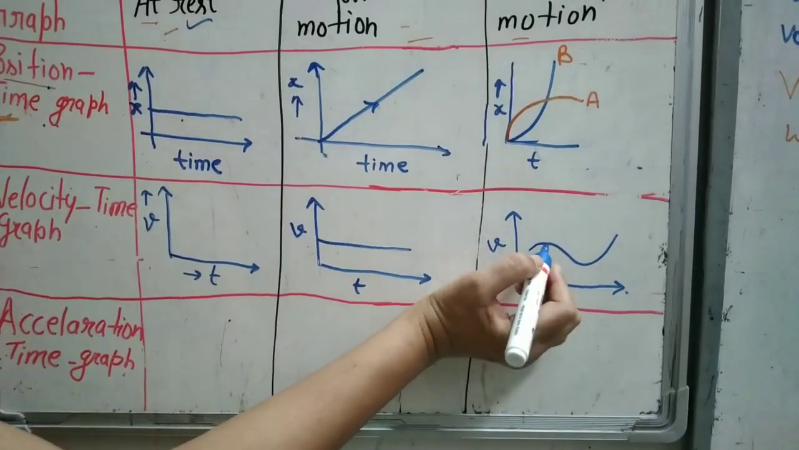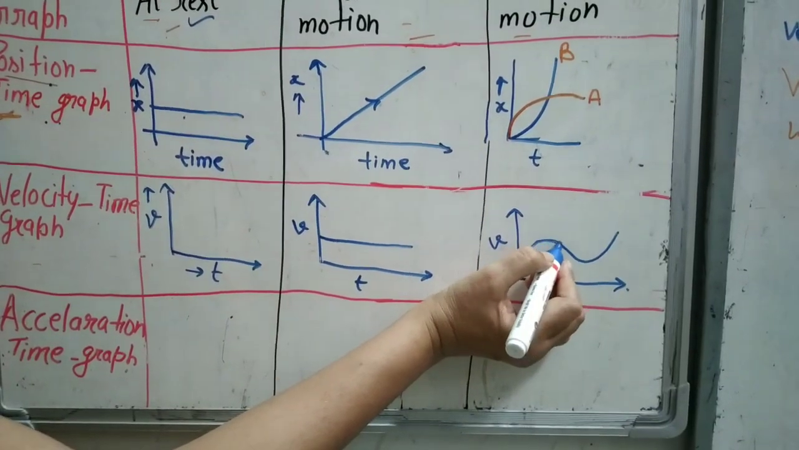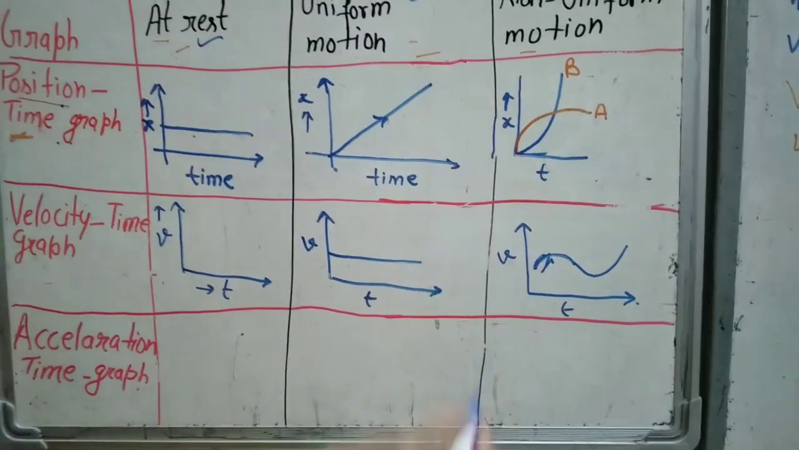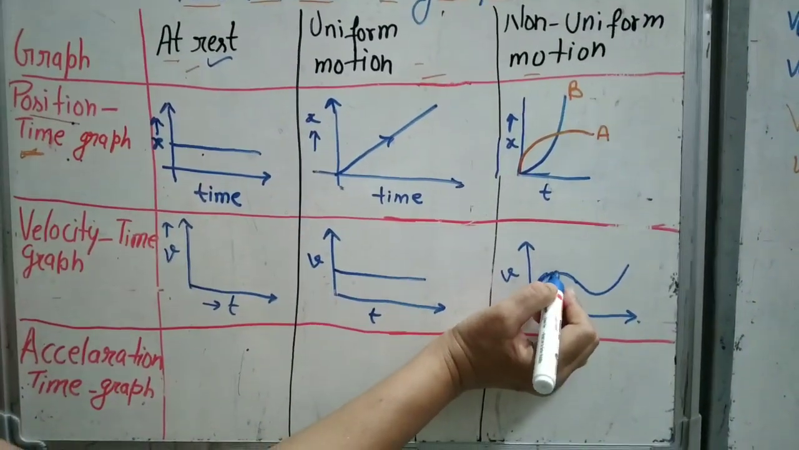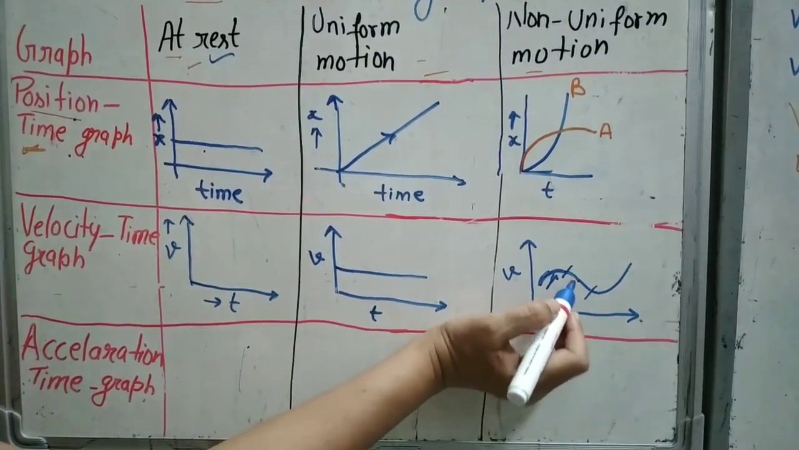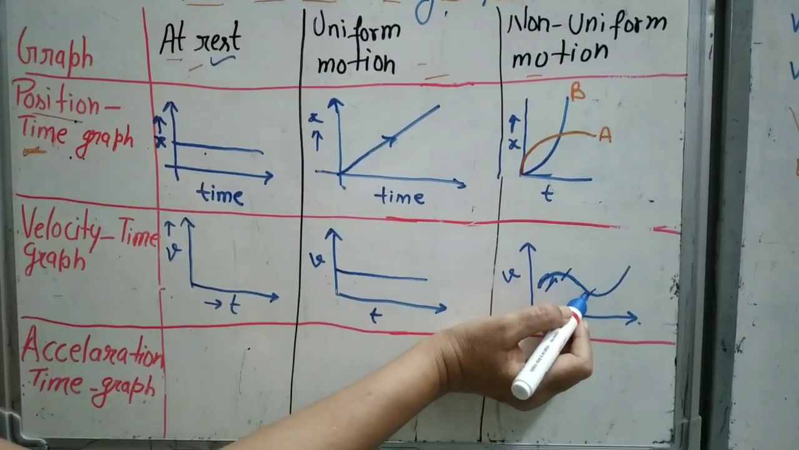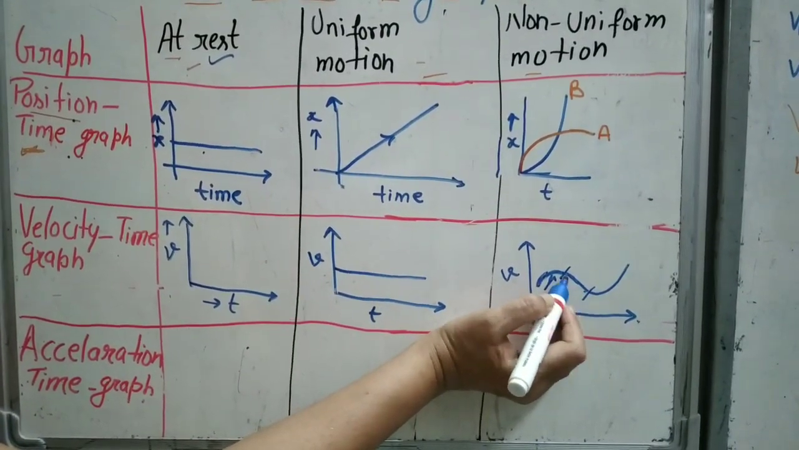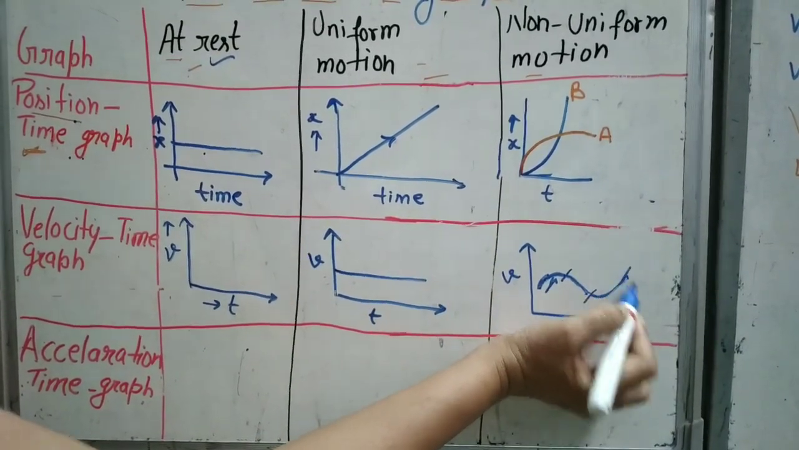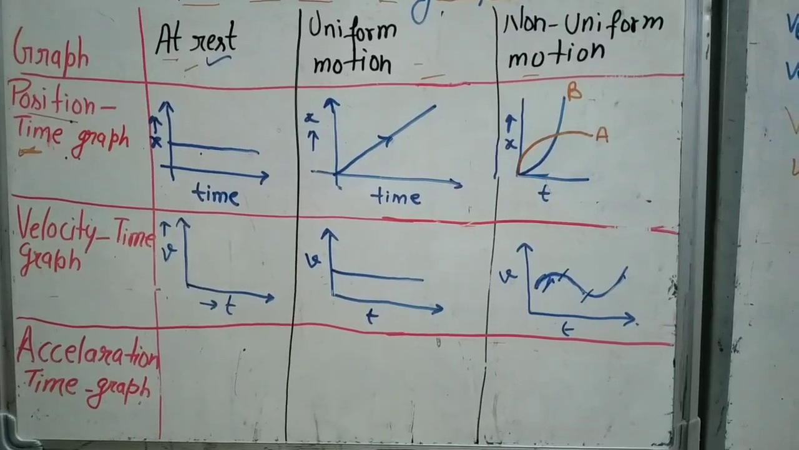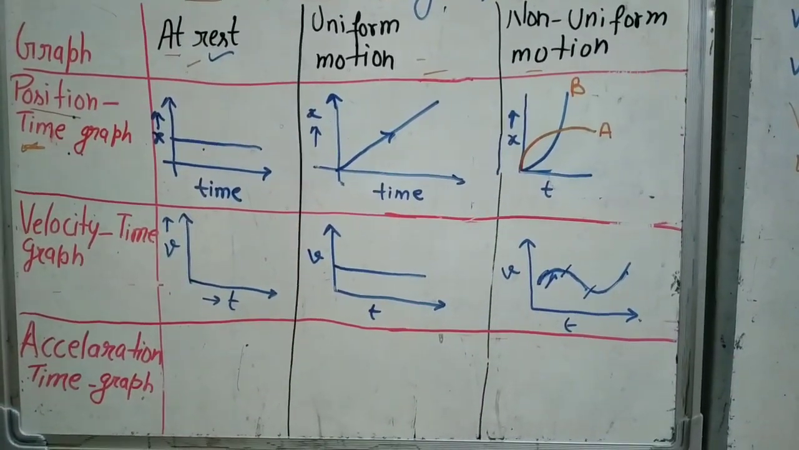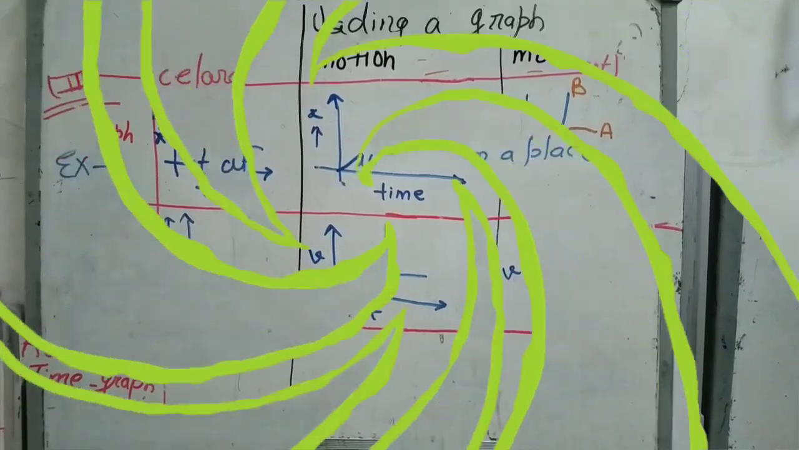In this graph, we can see, student, if the graph is turning, increasing, that means here we can say the object is accelerating. But in this part, we will observe that object is retarding, means negative acceleration we are finding. Again, as we are turning upward, that means object is increasing its velocity. So in curve graph, we can observe the acceleration of the object as well.